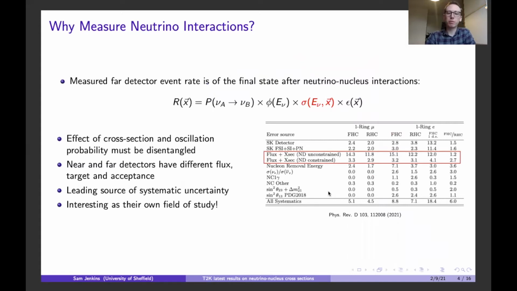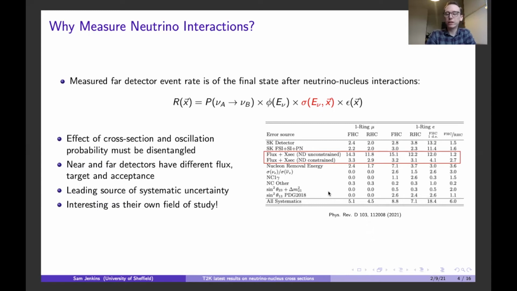Well, it's important to remember that the event rate that we measure at the far detector is actually of the final state after neutrino-nucleus interactions have taken place. And this event rate can be decomposed into the oscillation probability from one neutrino type to another, the flux of the initial neutrinos, the neutrino interaction cross-section, and finally the efficiency of the detector. So if we want to measure the oscillation probability, we have to be able to disentangle the effect of this from that of the cross-section.